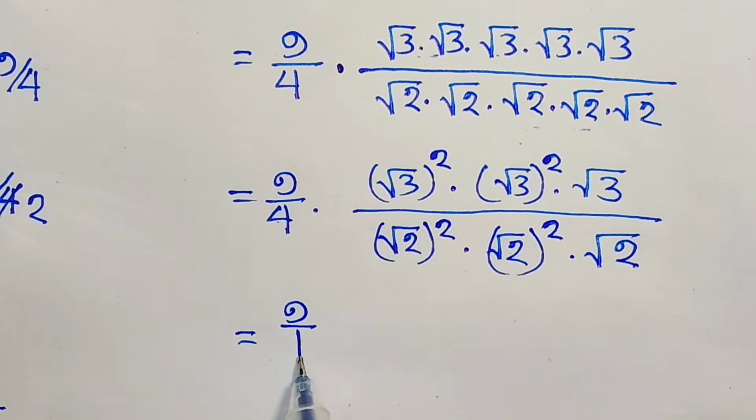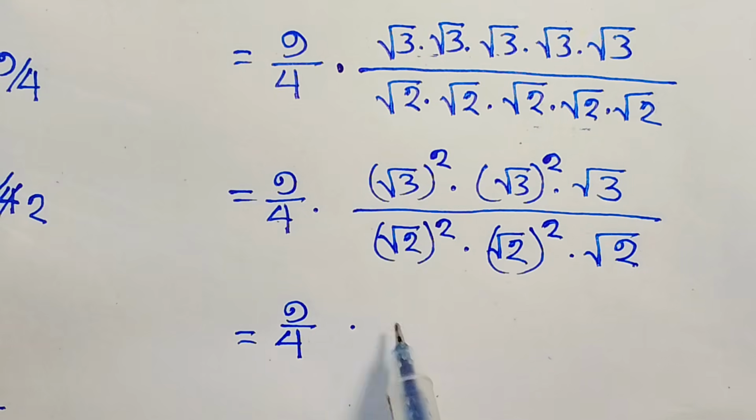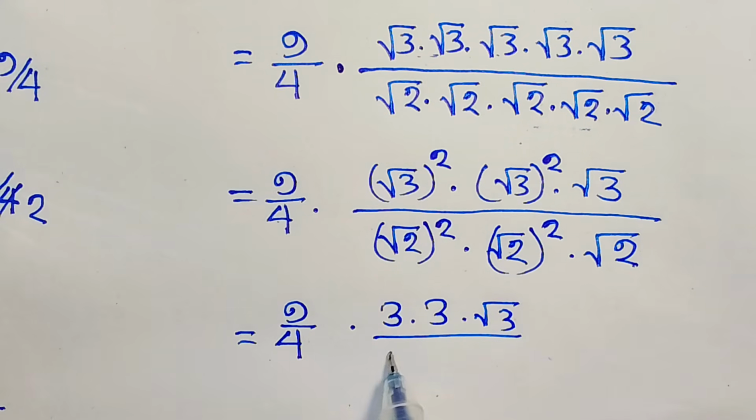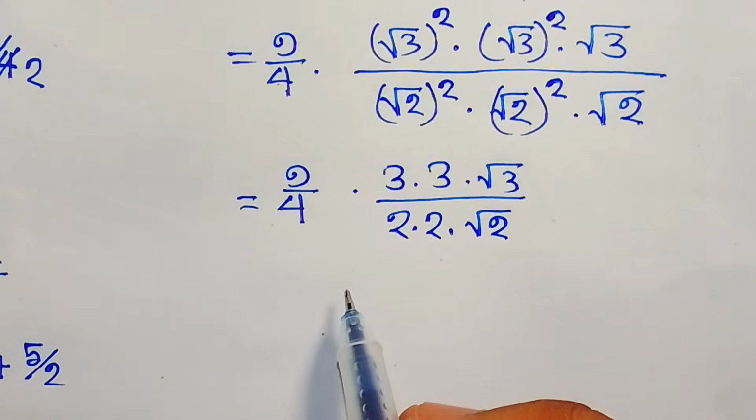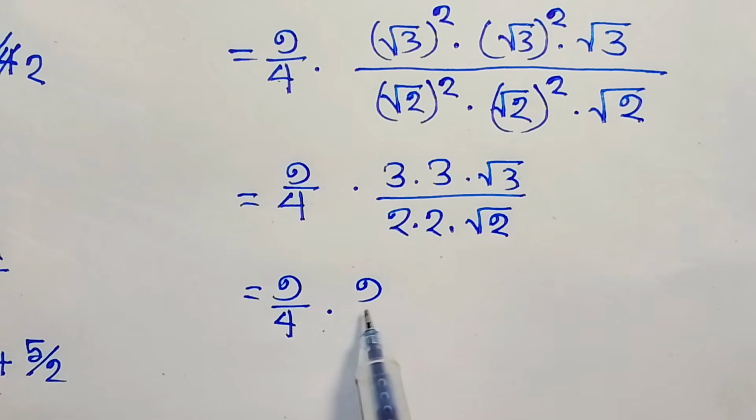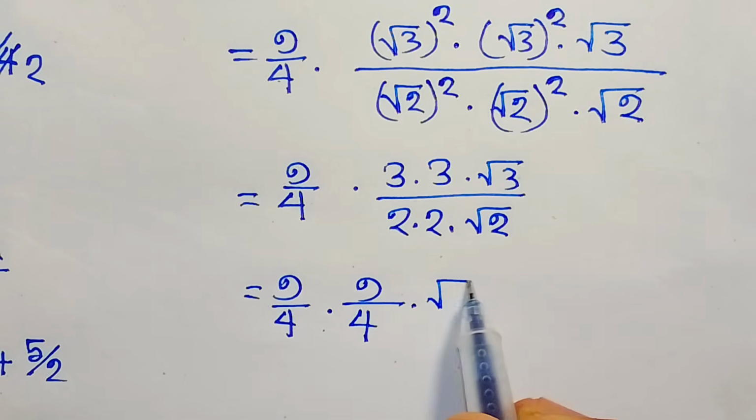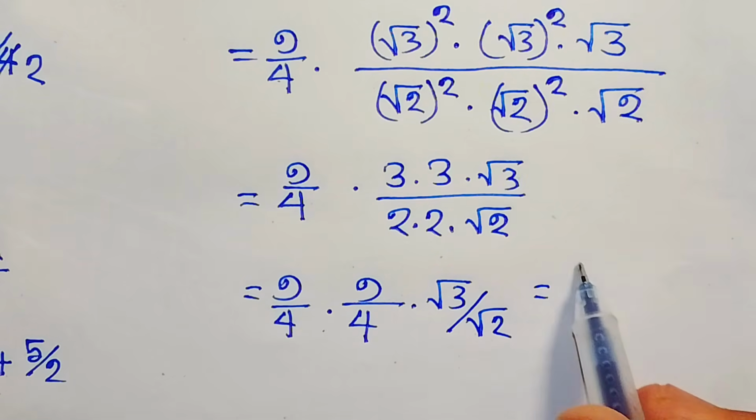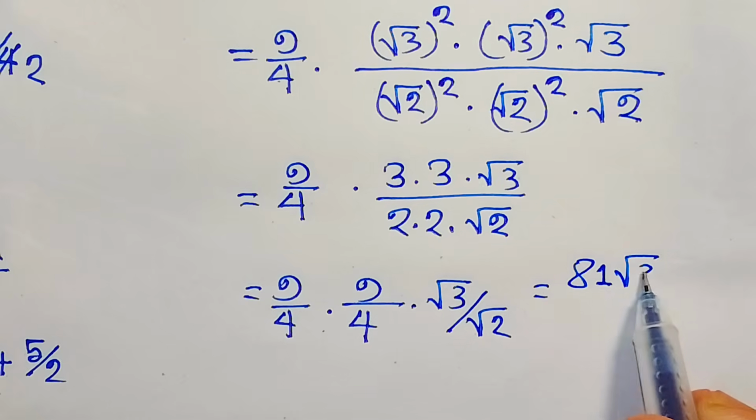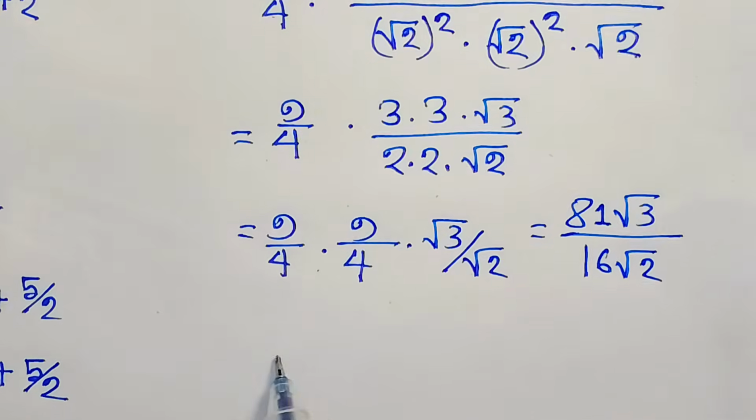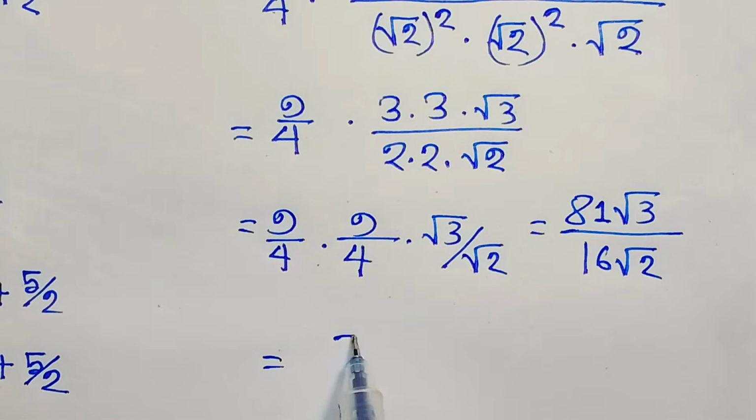After that, 9 divided by 4 times 3, root over 3 squared is equal to root over 3 times 3, and this single root over 3 and the single root over 2 will be here also. After that, 9 divided by 4, and we can write 3 times 3 will be 9 to the power 4, and this single will be root over 3 divided by root over 2. So we can write 81 root over 3 divided by 16 root over 2.